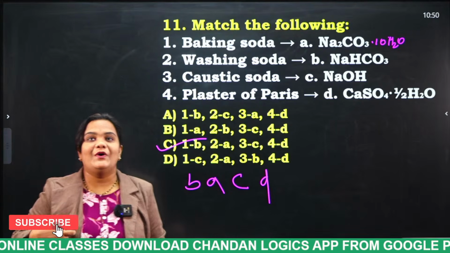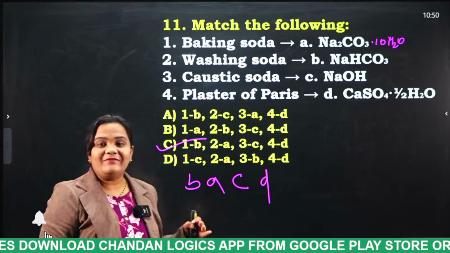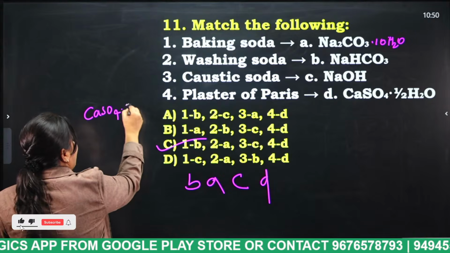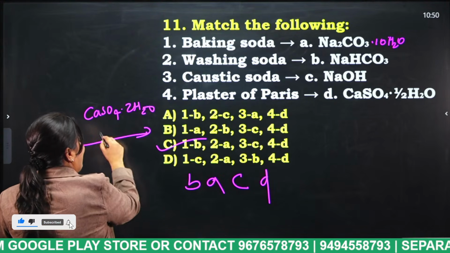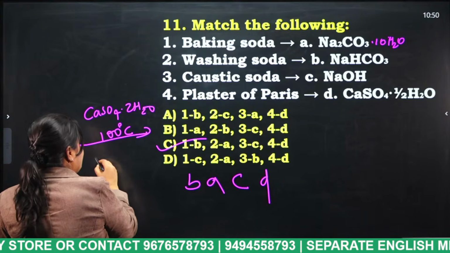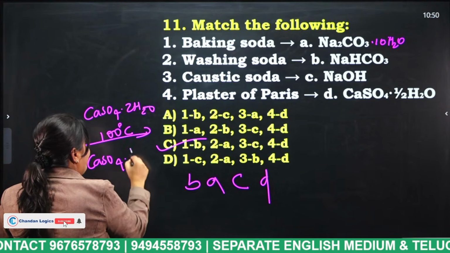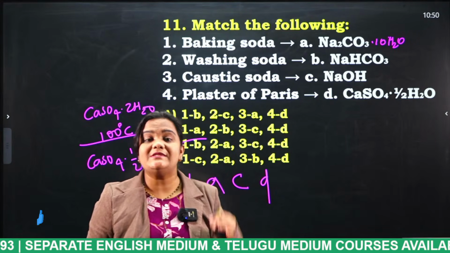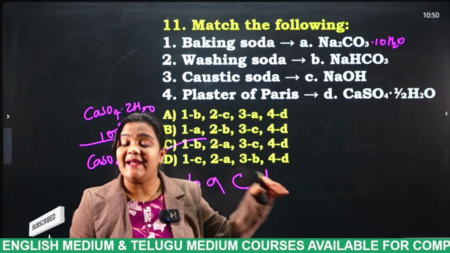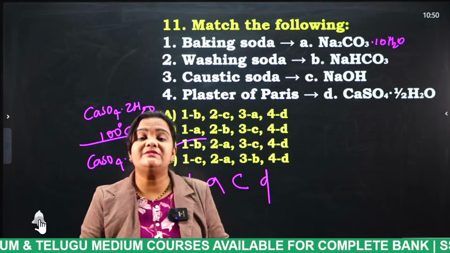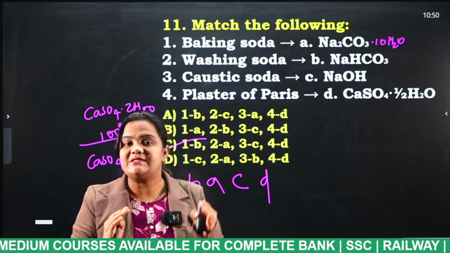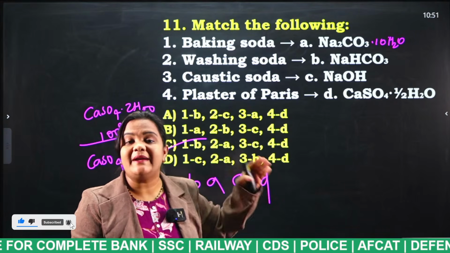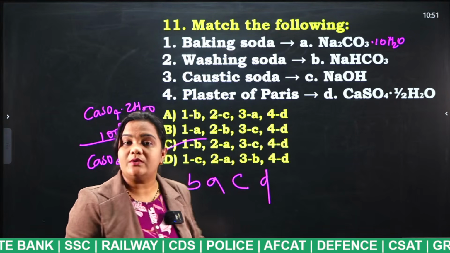Gypsum. What is the formula for gypsum? CaSO4 2H2O. If we heat this gypsum at 100 degrees centigrade, what is the product we are getting, students? Plaster of Paris. Why are we adding gypsum to the cement mixture, students? Because in order to increase the setting time of the cement, we are adding this gypsum. If we heat the gypsum at 100 degrees centigrade, we are going to get plaster of Paris.